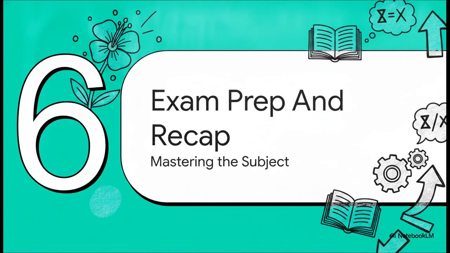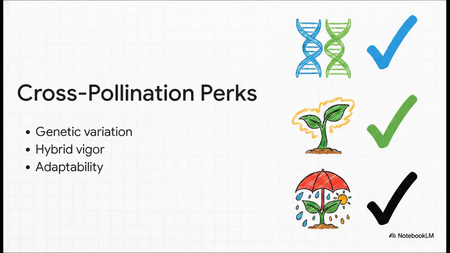Finally, Section 6, exam prep and our recap. Let's lock this information in. We have covered some serious mechanical ground today. If an exam asks you to list the advantages of cross-pollination, you need to hit these 3 specific points.